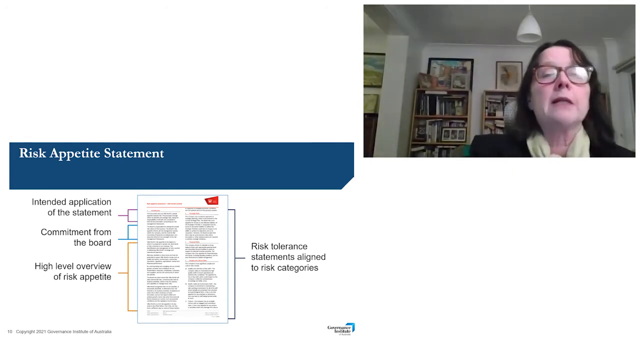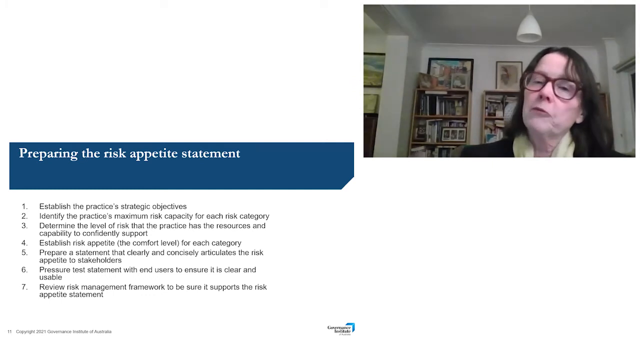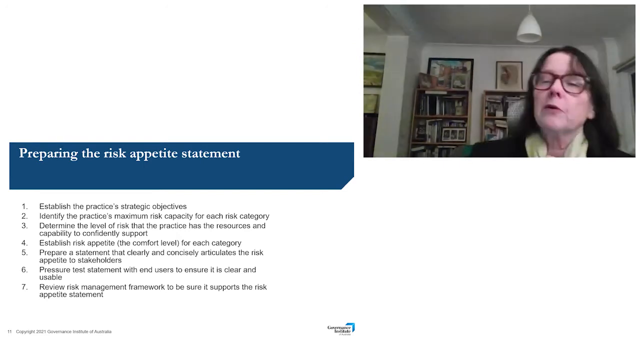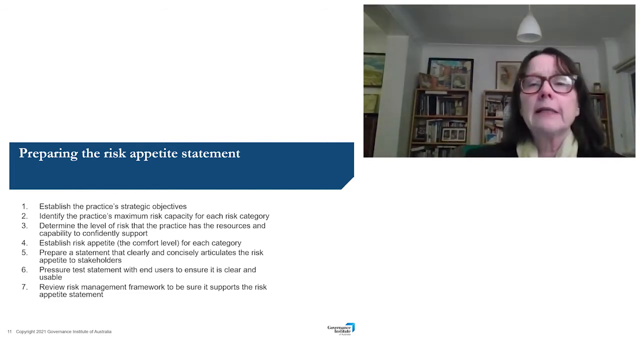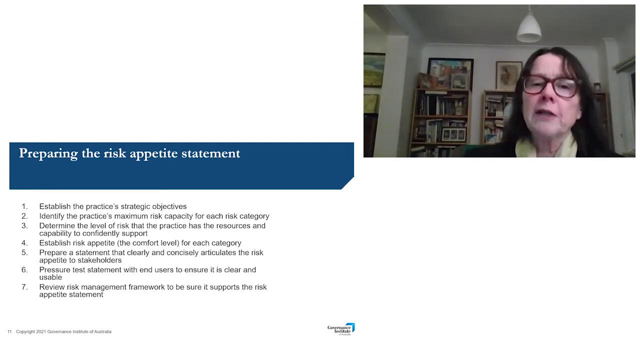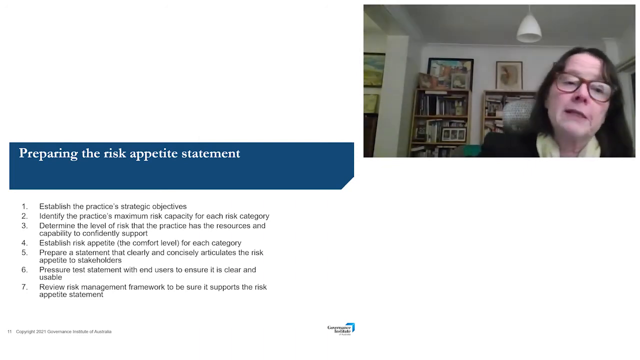So how do you go about doing a risk appetite statement? Well, you've got to establish your strategic objectives, and figure out what your maximum risk capacity for each risk category is, so, low, medium, high. Determine the level of risk that the practice has the resources and the capability to really support confidently. So establish a risk appetite or comfort level. Comfort level is another good way of communicating the notion of risk appetite for each category. Have a statement that's really concise and clear so that everyone can understand it. Test your statement with people who are actually going to have to use it to make sure it's clear and usable. No point doing a statement if people don't get what you're talking about. And then have a look at your risk management framework to make sure it actually supports your risk appetite statement. So they're kind of 7 steps that you can do in terms of preparing your risk appetite statement.